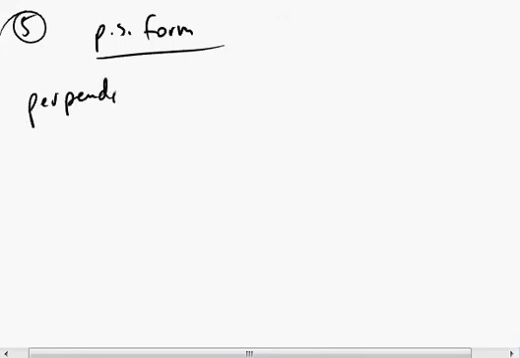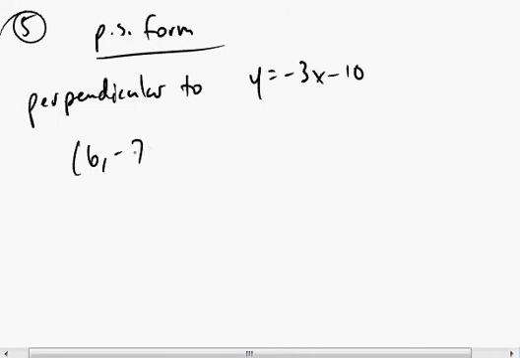Sorry. Number 5. Choose the equation of the line in point slope form that is perpendicular to this and passes through the point 6, -7. So you got to remember now.